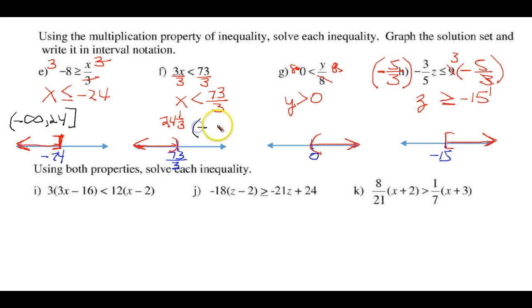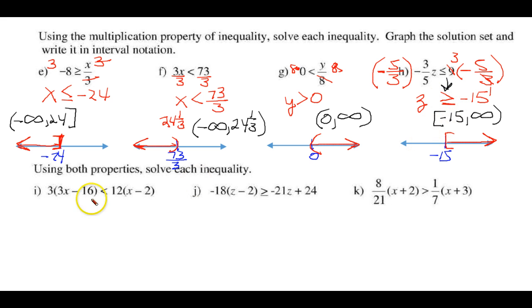So this is negative infinity to 24 and 1/3. This would be a parenthesis, 0 to positive infinity. And this would be a bracket, negative 15 to positive infinity. Now notice the inequality sign originally was less than, but this was negative. So multiplying it by a negative to keep it true, we had to reverse the direction of our inequality sign. Okay.